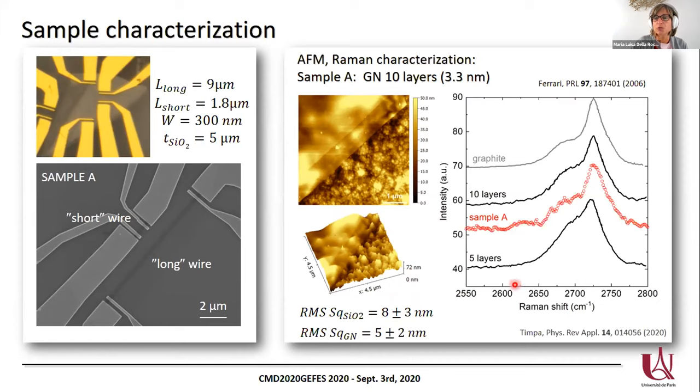And so we use Raman spectroscopy. You see here data on the sample that I show you, compared with the literature, that allow us to determine that in this particular case we have a 10-layer multilayer, so a thickness of almost 3 nanometers.